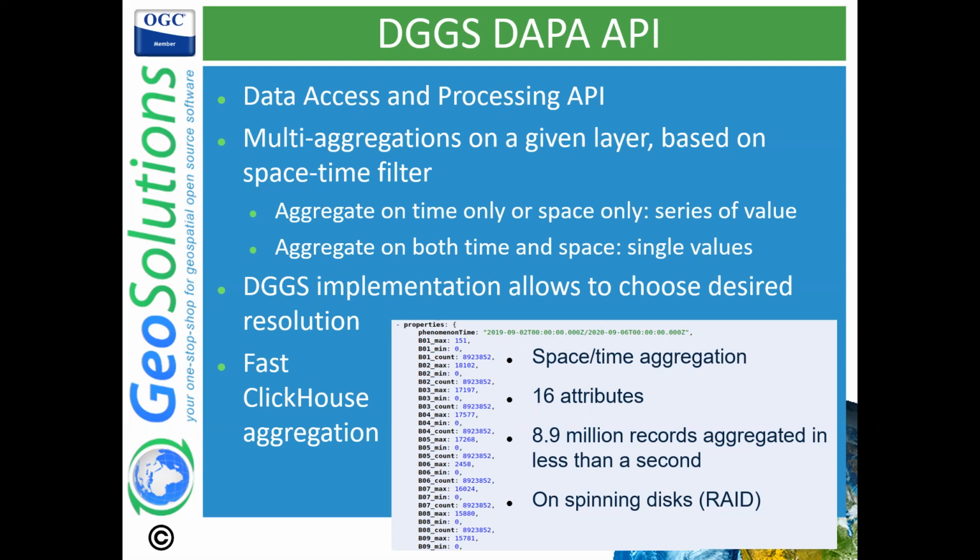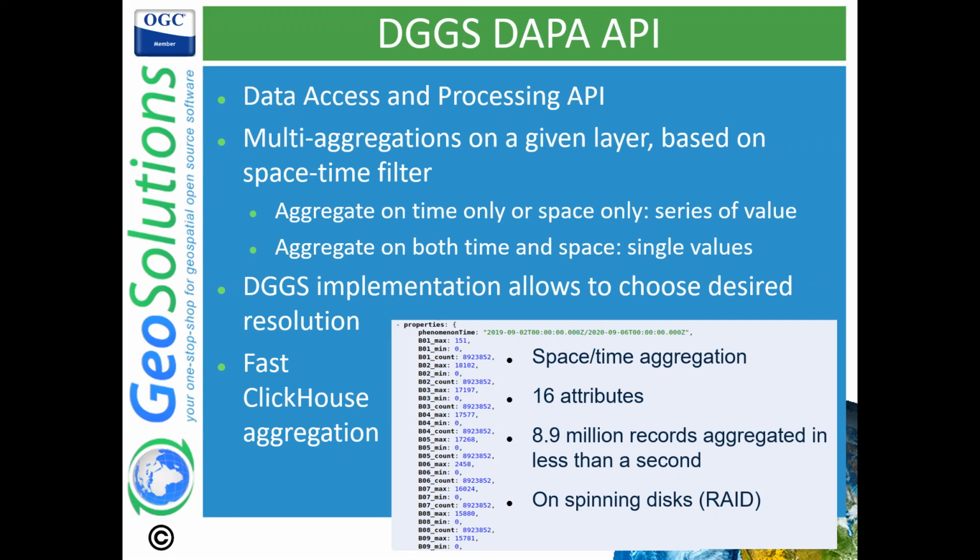Or you can do the opposite. Give me the average temperature in these points over the last 50 years. So you select the entire area and you aggregate over time, generating a new point layer that contains the averages over time. Or you can do both. You can aggregate both on space and time and get a single value, a single average. So that's what the data access and processing API allows for.